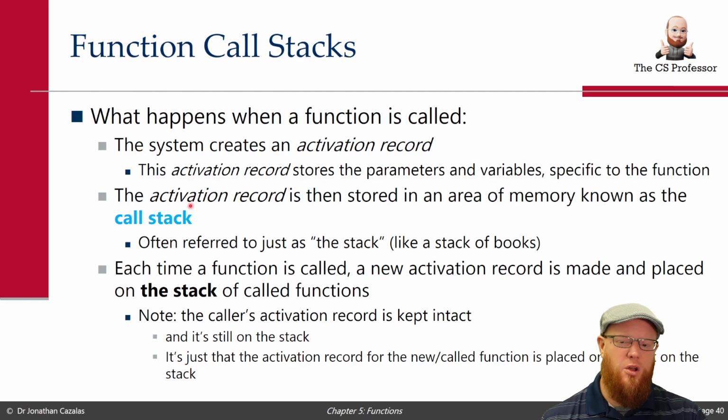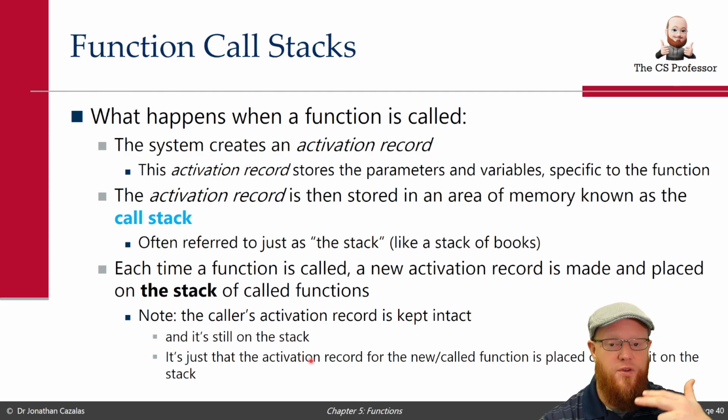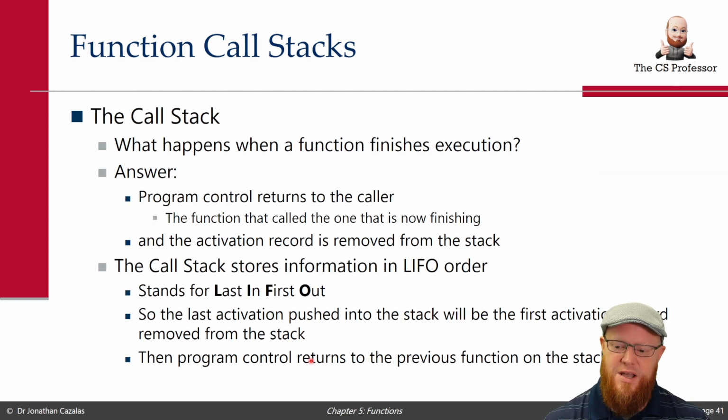And it's called a call stack because it really just looks like a stack of books, a stack of trays, and it's treated as a stack. So each time a function is called, a new activation record is made and it's placed on that stack of called functions. And I say here, note, the caller's activation record is kept intact. It's still on the stack, and it's just that the activation record for the new function is placed on top of it. The activation record for the newest function call is placed at the top. And so we have this last in, first out order of these activation records.